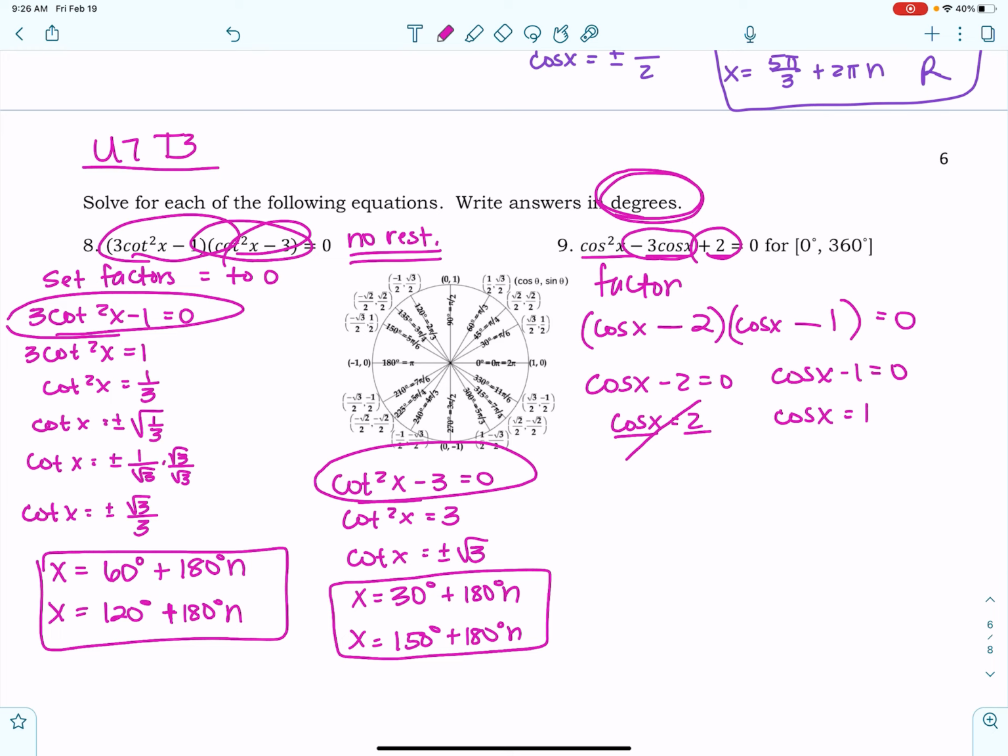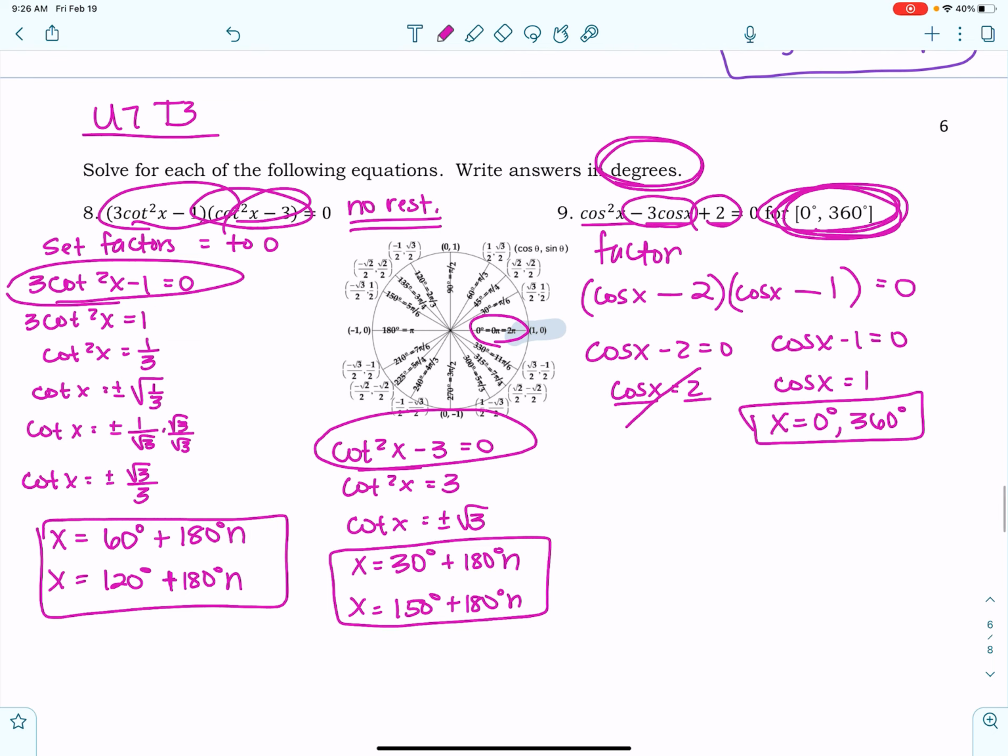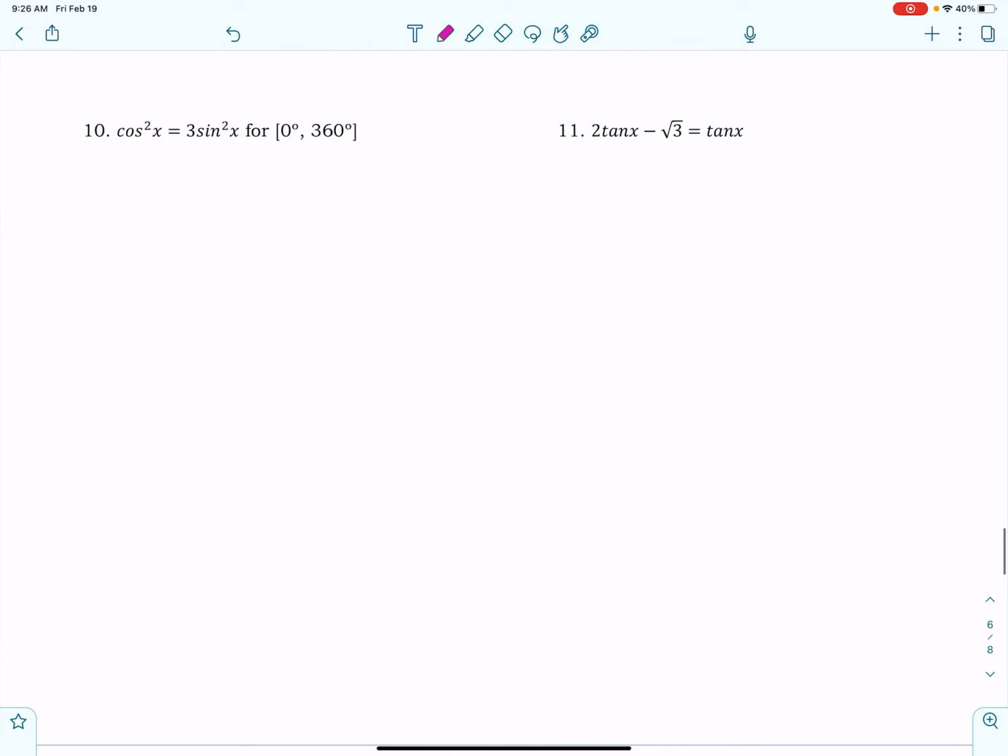Cosine x equals 1 though, this occurs on my unit circle right here. And that is the only place that occurs, at 0 degrees. Notice that you are restricted on this problem, so the only place that this occurs is going to be right here. So cosine x is equal to 1 at 0 degrees and actually at 360 degrees. So that is restricted to once around the circle right there. So that is your solution. Very good. Okay, so now I think I'm going to do the other two in another video.